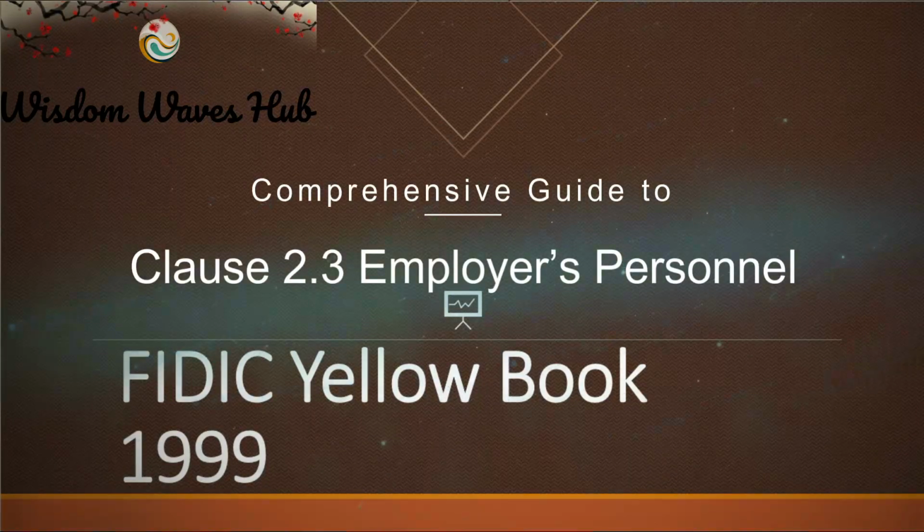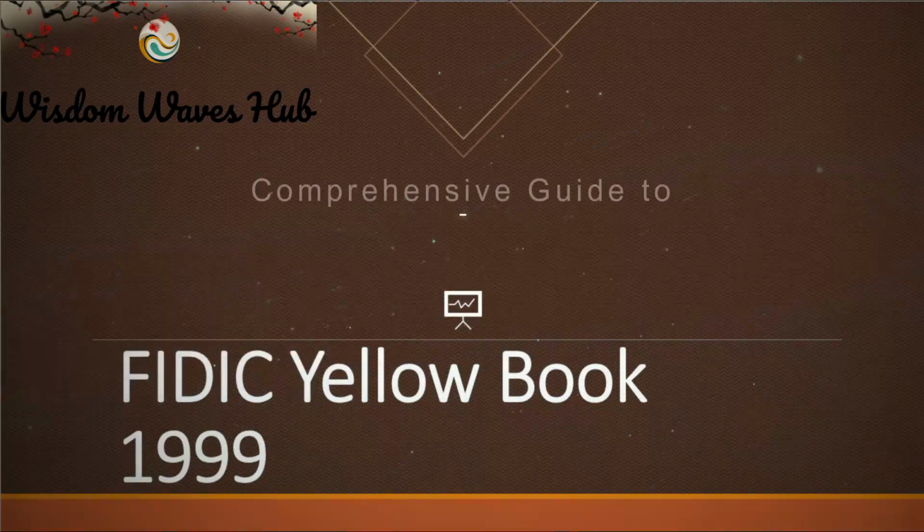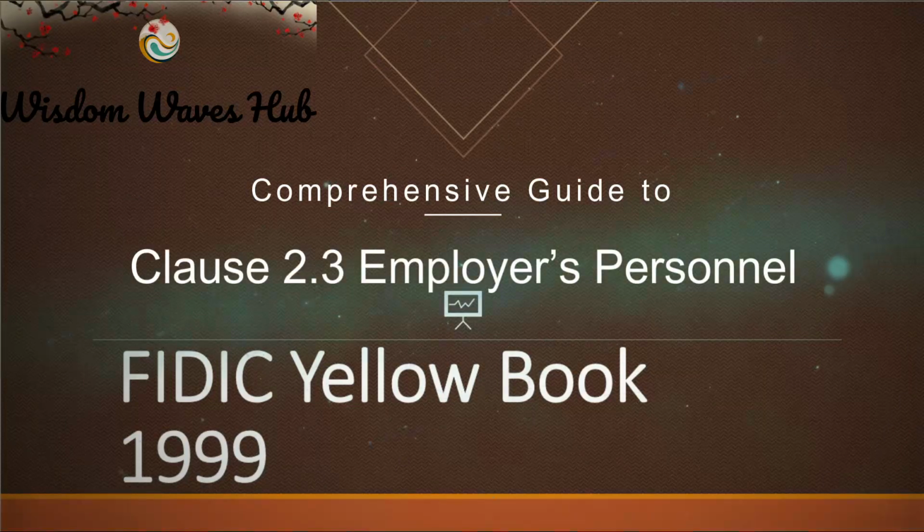Let's get started. Clause 2.3 revolves around the employer's personnel, which includes the engineer and other staff assigned to the project. But what does this mean for both the employer and the contractor? Let's break it down. Legal and contractual perspective.